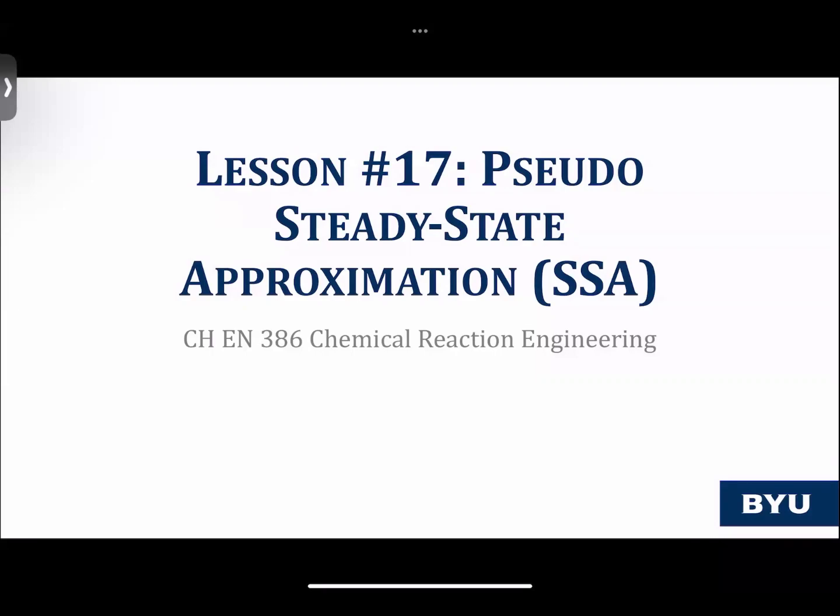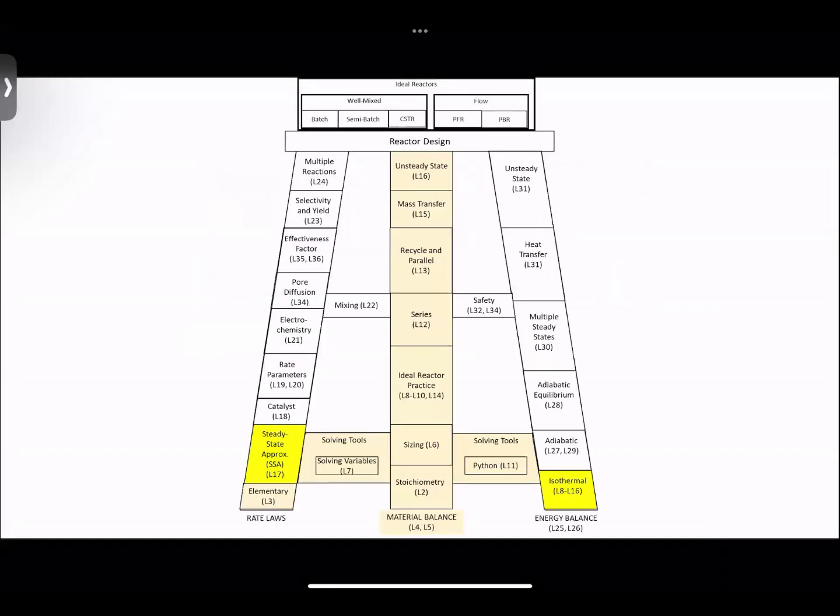Okay, lesson 17, the pseudo-steady state approximation. So we are now switching over. We've been doing material balances for most of the class. Now we're going to examine the rate laws. We looked at elementary reactions. Now we're going to look at some cases when we have non-elementary reactions.